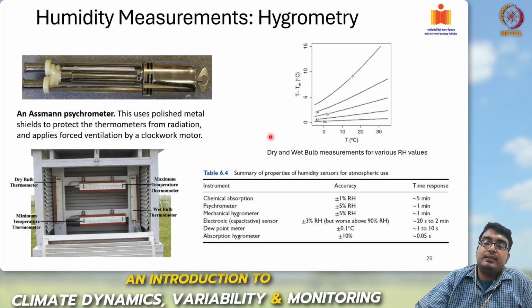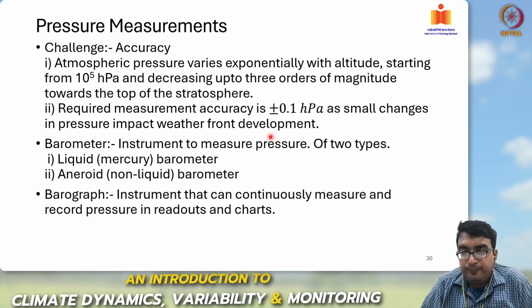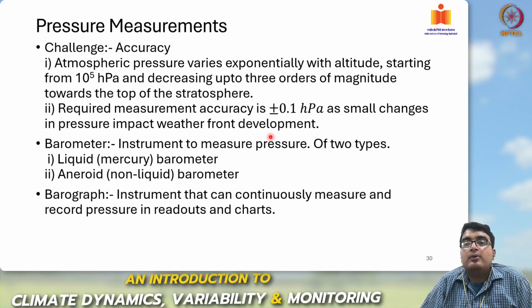Next up, we will discuss how to measure pressure. So, as you know, pressure is a very important atmospheric variable. And the main challenge in measuring pressure is accuracy and resolution. So, atmospheric pressure varies exponentially with altitude, as you all know, starting from around 10 to the power 5 hectopascals and decreasing up to 3 orders of magnitude to merely 100 hectopascals towards the top of the stratosphere.